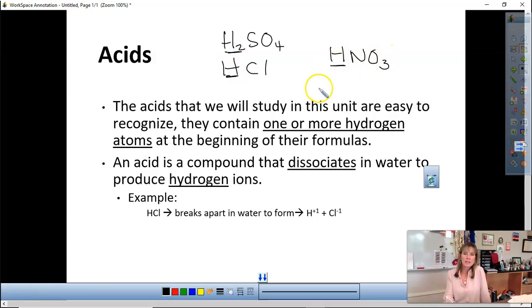The only other thing that has a hydrogen in the front that we'll use is not an acid: water. Water is not an acid. Actually, it can be an acid or a base, but in our case, it's not. All right. These are acids.